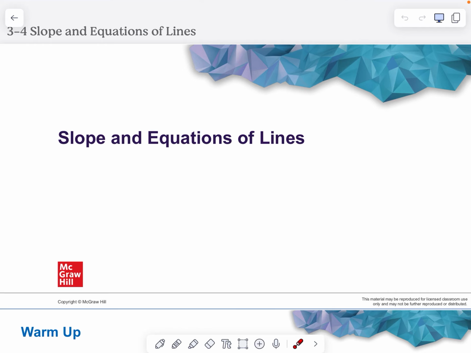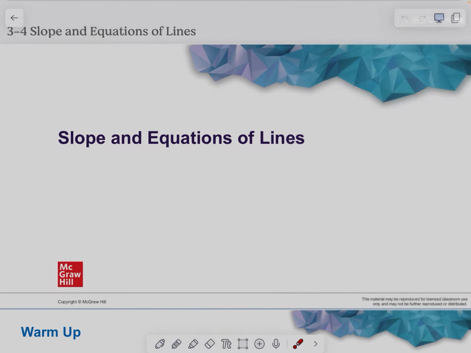All right, we're doing slopes and equations of lines, and these are things that we have done before. You've done this in Algebra 1, so a lot of it should be a refresh, but we're reaching back a little ways, so I understand if it's something that we haven't done in a while.